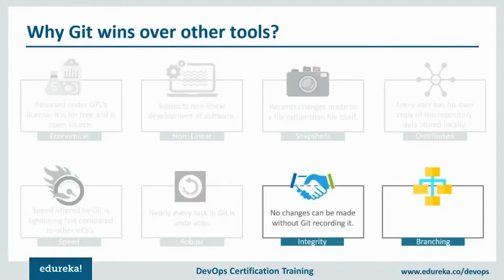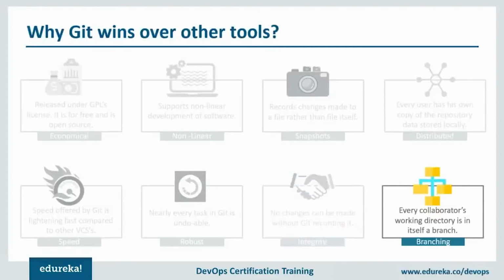So that's how Git also offers integrity. Well, as I said, Git records everything, so no changes can be made without Git recording it. And finally, in the list, we have branching. Git offers branching, so every collaborator's working directory in itself is a branch. So Git offers non-linear development, that is parallel development, and it also offers branching.